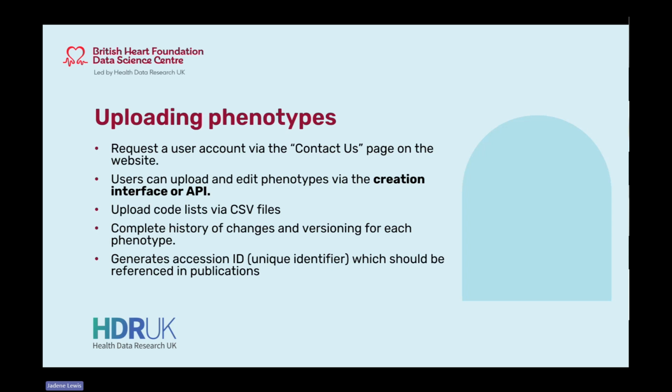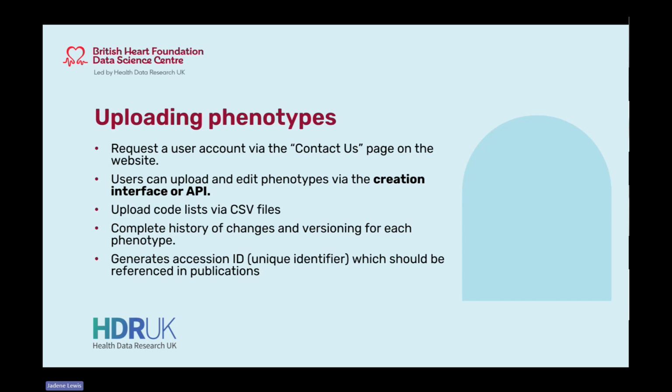So when uploading phenotypes to the phenotype library using the creation interface, these are some of the main steps to go through. You'd first request a user account via the contact us page on the website. Once you have access, you can upload new phenotypes or edit existing ones. The upload process is fairly straightforward. You enter the required metadata fields and upload your code list, typically as a CSV file. There's also version control, so any updates or changes are tracked, with each change providing a new version ID.